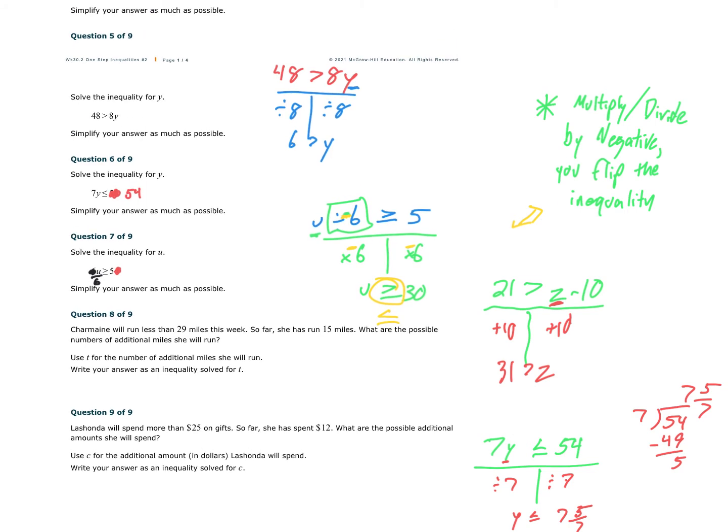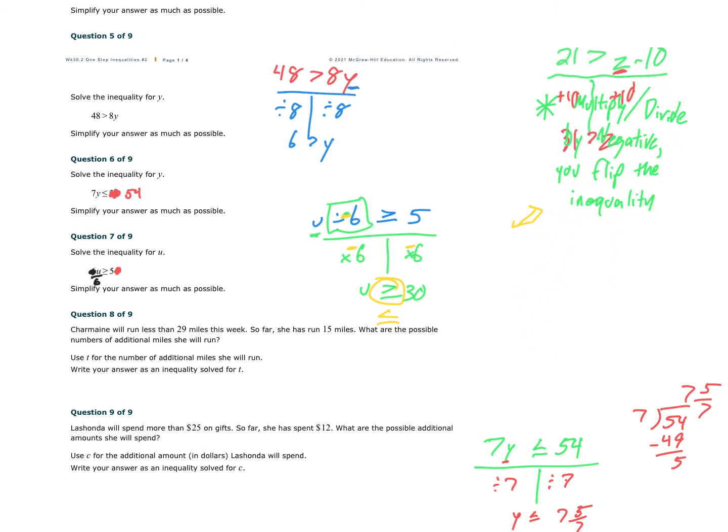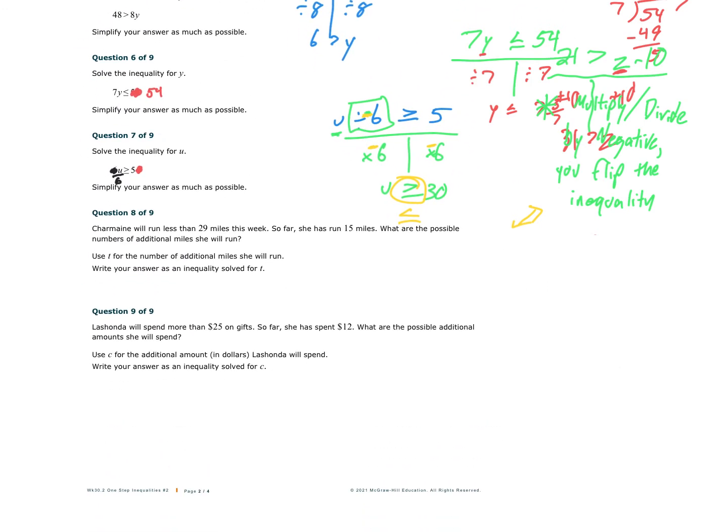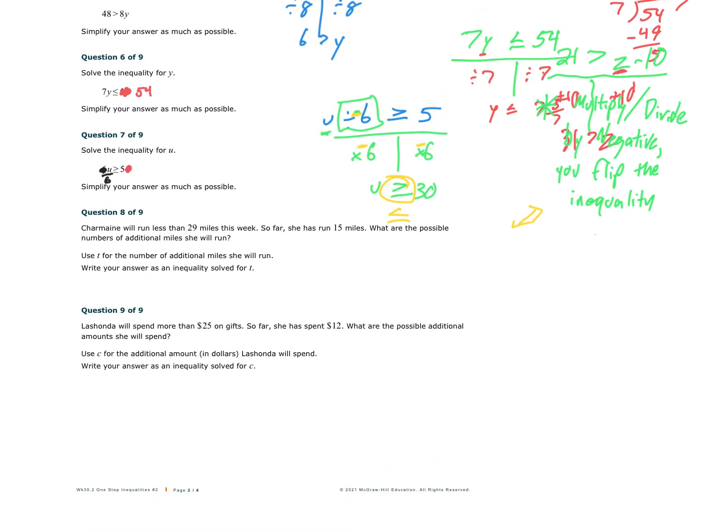All right, now on to the two toughest problems, two of the tougher ones in ALEKS. I'm going to show you the way we just did it, but I'm also going to show you how to do it a little bit easier. Charmaine will run less than 29 miles this week. So far, she has run 15 miles. What are the possible number of additional miles she will run? Use T for the number of additional miles she will run.